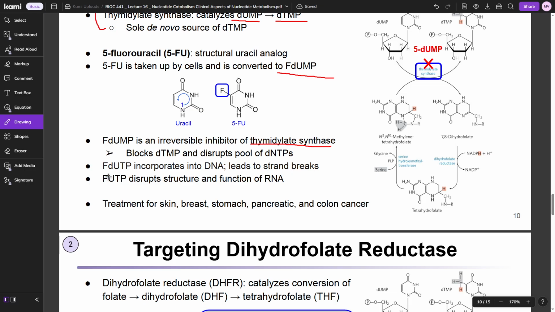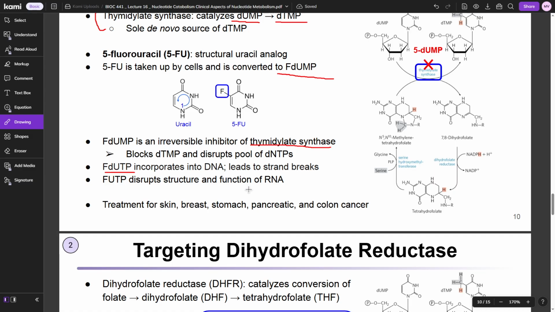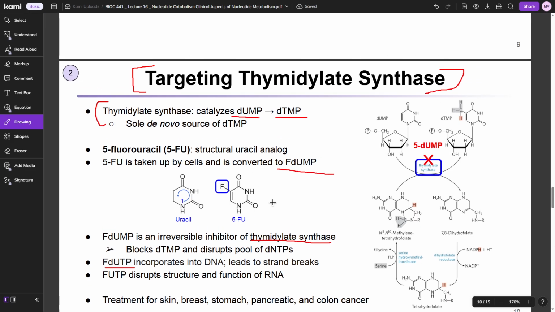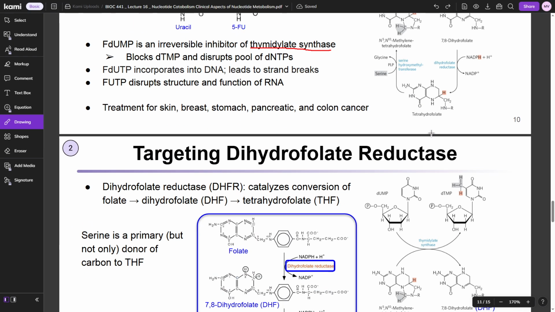And so what ends up happening is that this fluoro-UTP actually ends up being incorporated into DNA because there's no thymine, and so it leads to double-stranded breaks and disrupts all the functions of the DNA and ends up killing the cancer usually. And so here's an example of what's going on here. Basically, this enzyme is broken, right? And so there's no TMP being made, and so therefore our cells cannot use TTP. They use uracil instead because they need to somehow fix their DNA, and that actually ends up breaking them even further.